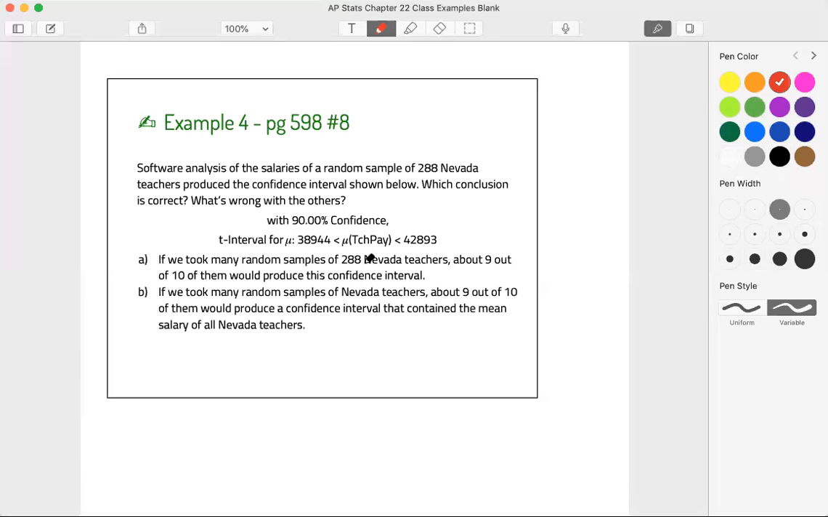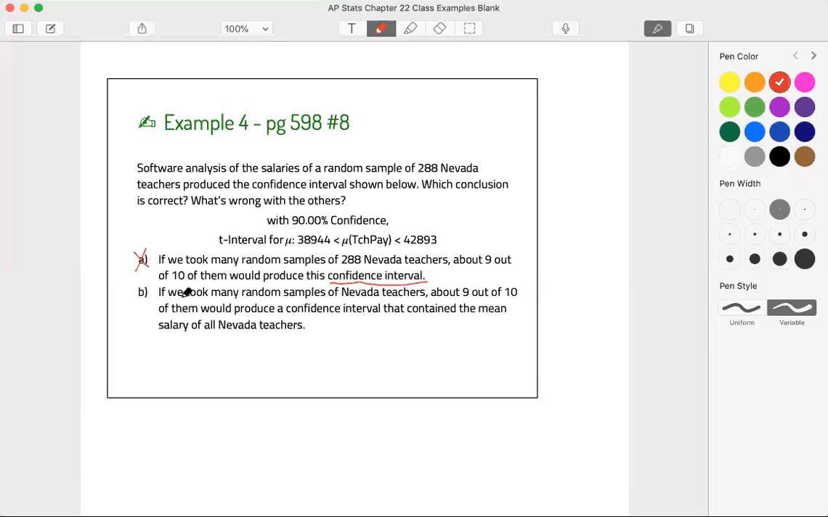So part A is not correct, okay? It's not correct because 9 out of 10 samples will produce intervals that contain the mean value. So this is not talking about intervals. 9 out of 10 of what, okay? All of them produce intervals, okay? It's about the intervals capturing the true mean that we want.